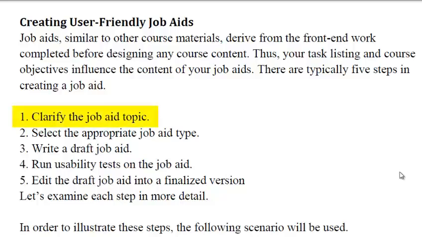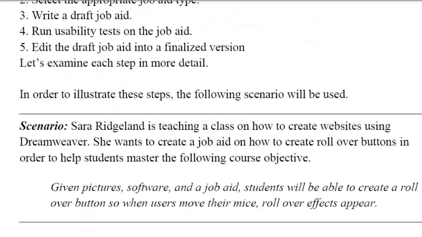The first is to clarify the job aid topic. Second is to select the appropriate job aid type. Third is to actually write a draft of the job aid. Fourth is to run usability tests on the job aid. Fifth is to edit the draft job aid into a finalized version. So let's look at each of these steps in more detail.